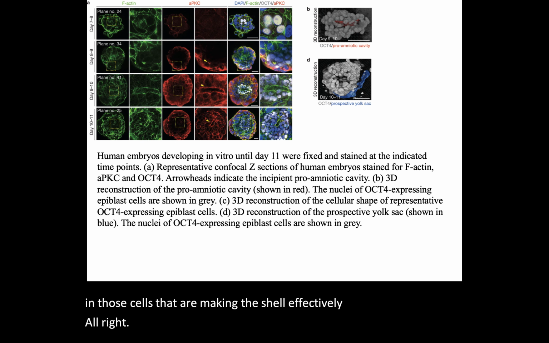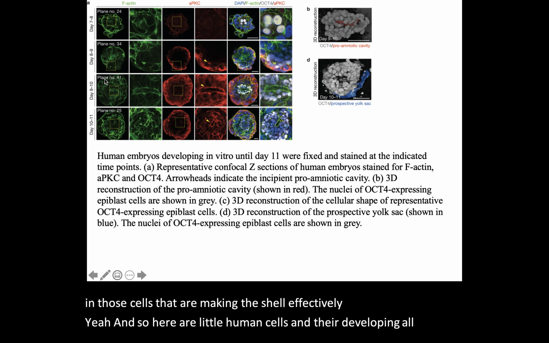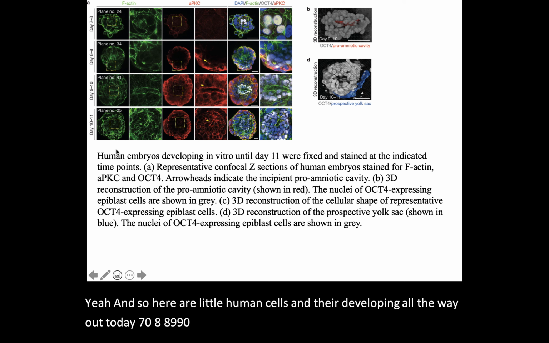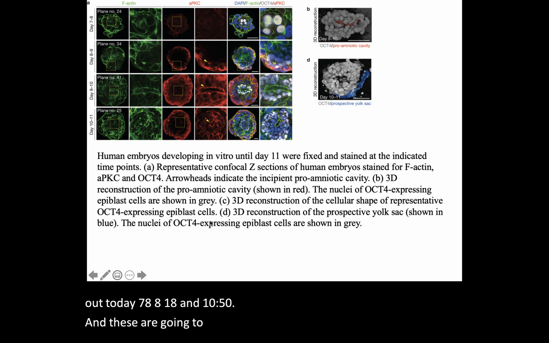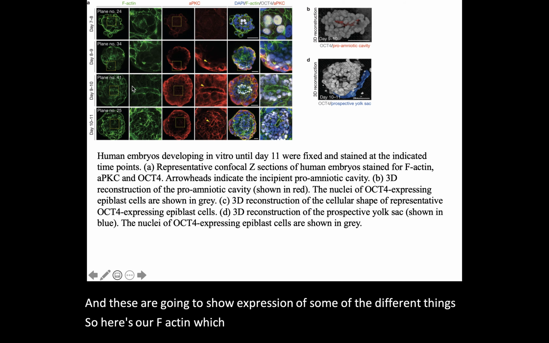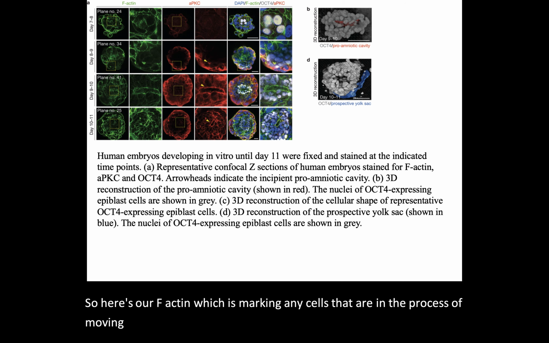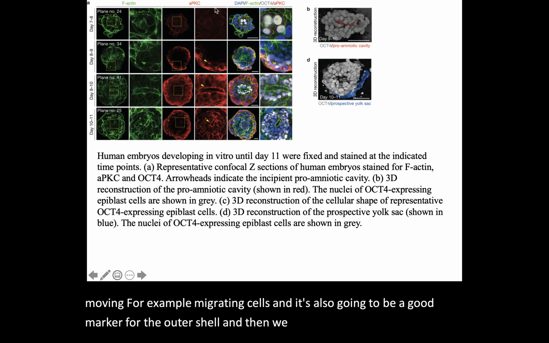Yeah. And so here are little human cells, and they're developing all the way out, day 7 to 8, 8 to 9, 9 to 10, and 10 to 11. And these are going to show expression of some of the different things. So here's our F-actin, which is marking any cells that are in the process of moving, for example, migrating cells. And it's also going to be a good marker for the outer shell. And then we've got our protein kinase C right here.